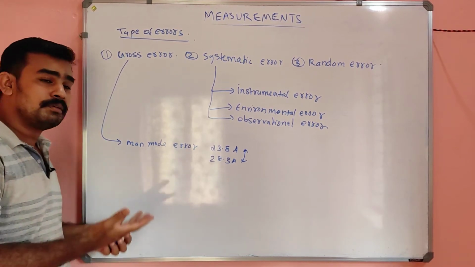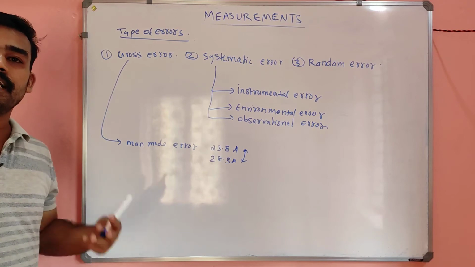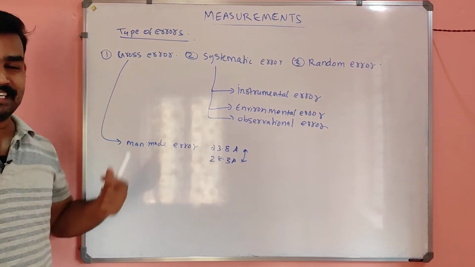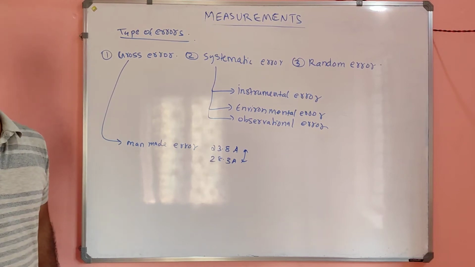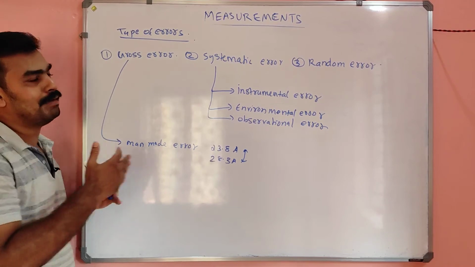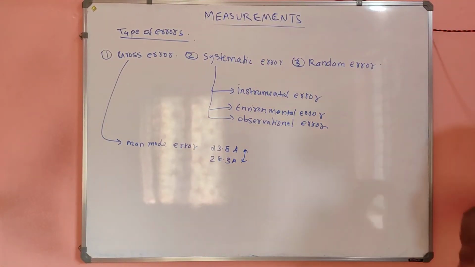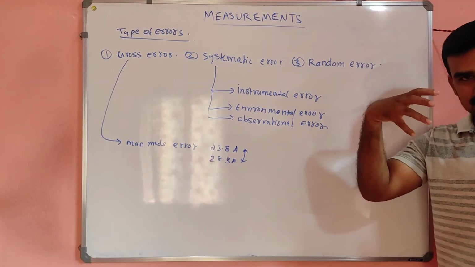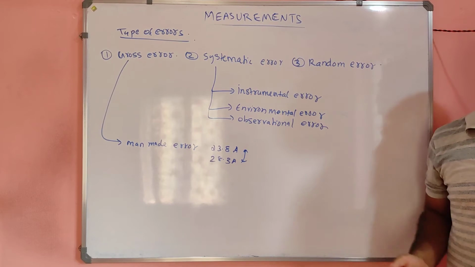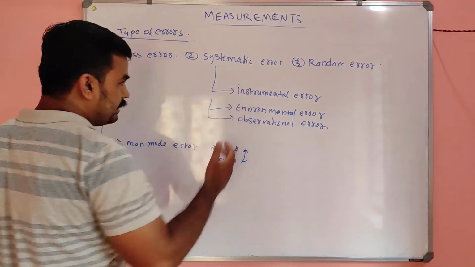This error is not due to the machine, nor due to the reading, but purely due to the mistake of the listener. So this type of error is a man-made error. Gross error is nothing but the man-made error, the error due to the person who is taking the reading. That is called gross error.